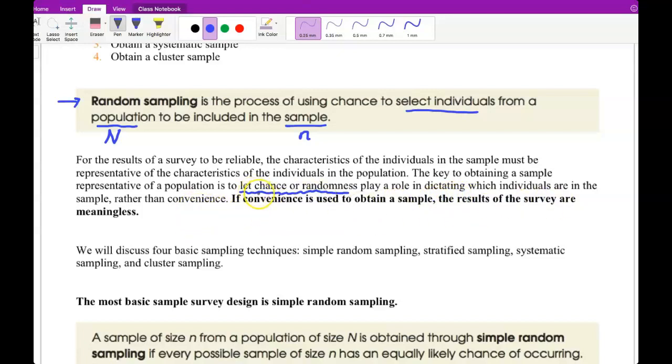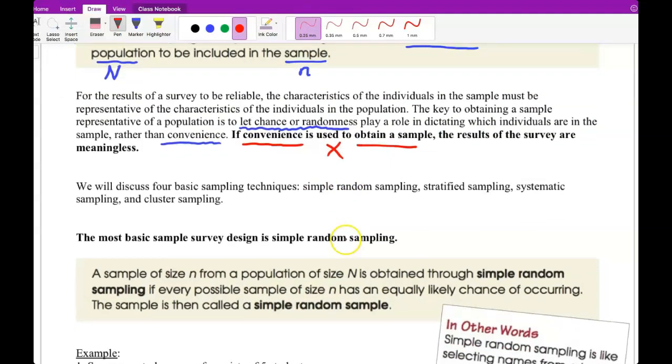Okay, so we use chance or randomness rather than convenience. If convenience is used to obtain a sample, the results of the survey are meaningless. So just remember that you're not able to use convenience to obtain a sample. This is not a correct method.